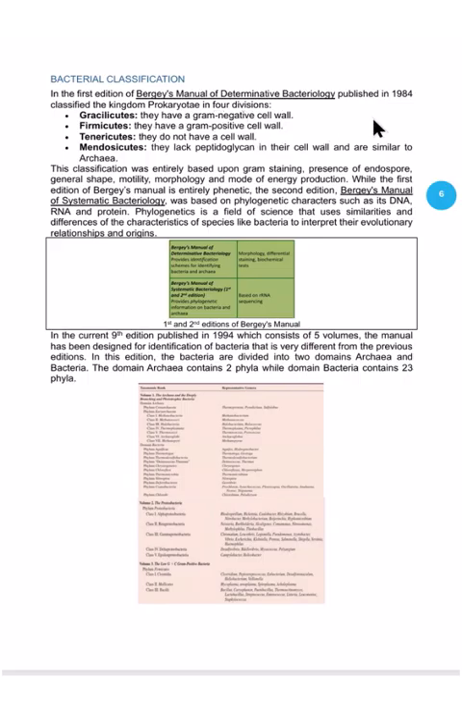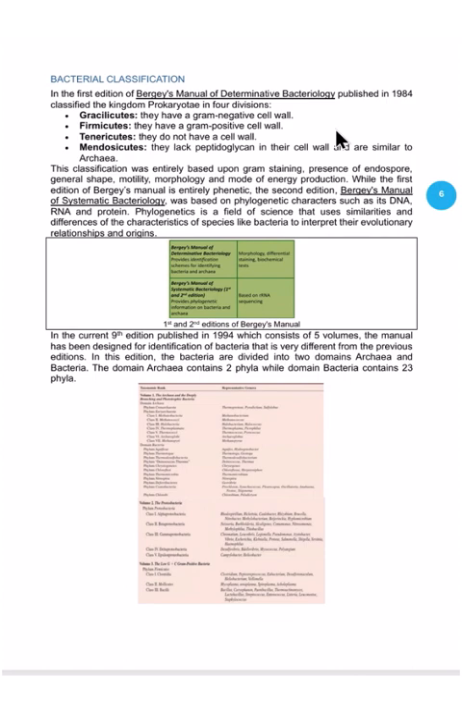they defined these divisions based on gram staining, presence of endospores, general shape, motility, morphology, and mode of energy production. As you can see, these divisions are based on phenotypic characteristics, that means the general shape of the bacteria rather than chemical or enzyme or metabolic activities. So they classified the kingdom prokaryote into four divisions. Gracilicutes have a gram negative cell wall, and Firmicutes have a gram positive cell wall.